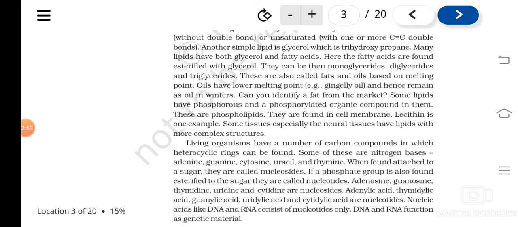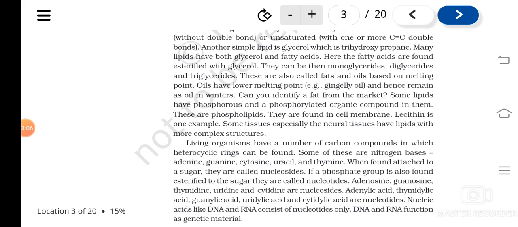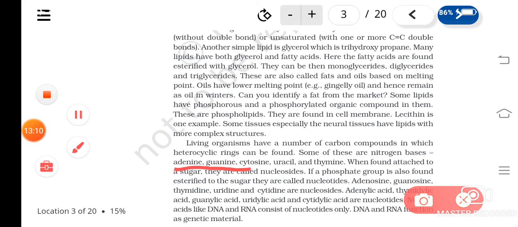Again, in the acid soluble portion, you will find some other compounds. They are actually carbon compounds with heterocyclic rings. So they include adenine, have you heard? Guanine, then cytosine, uracil, and thymine. These are nitrogen bases found in the acid soluble fraction.